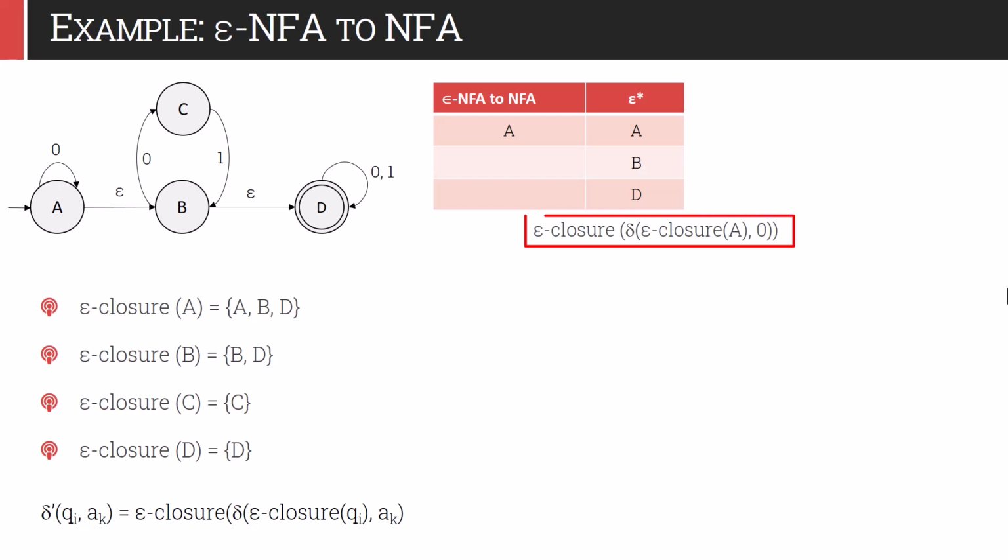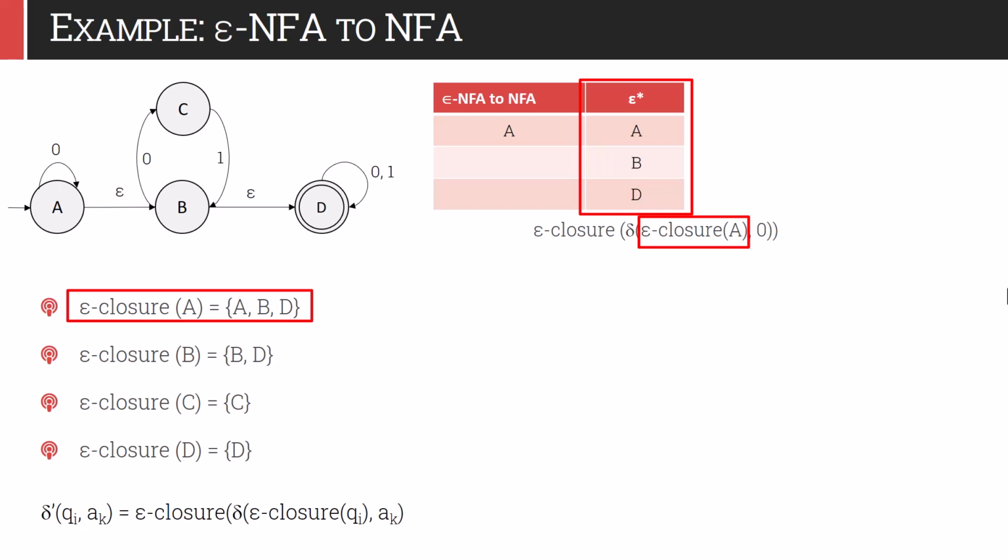Epsilon closure of delta, epsilon closure A comma 0. This procedure we can do in 3 steps. First, we need to calculate the epsilon closure of the state itself. Then we have to find out the delta transition for the input alphabet, and whatever output we have, again we have to find the epsilon closure of that. So epsilon closure of A is ABD.